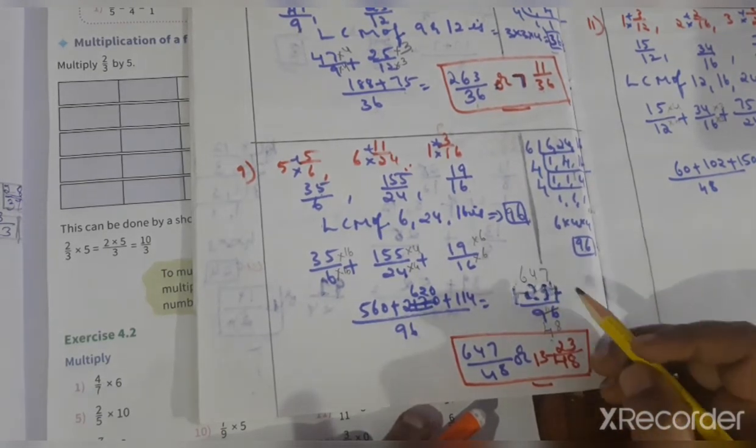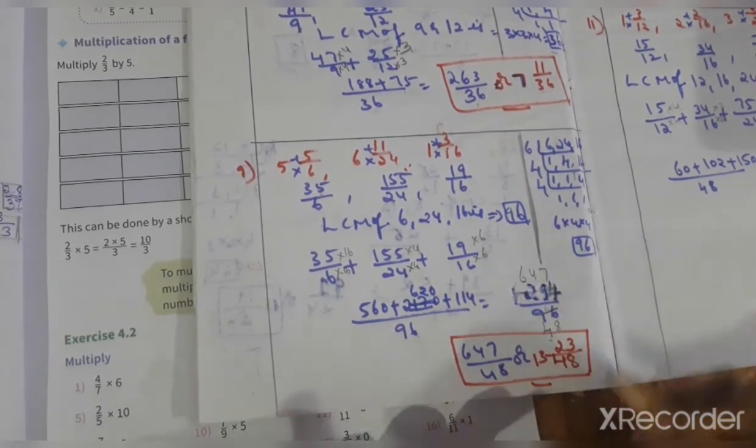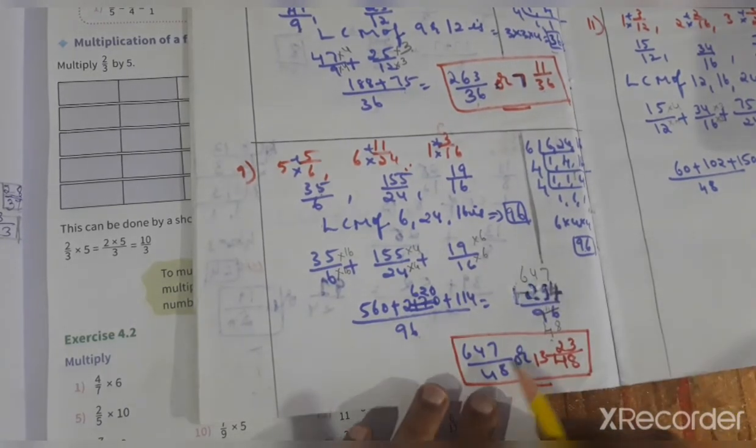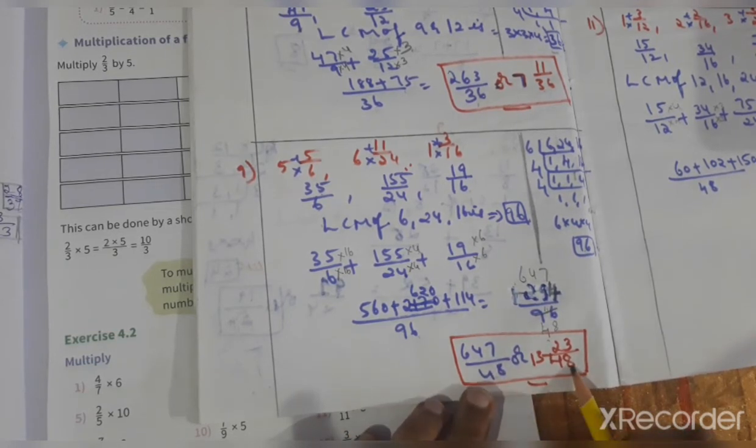Okay. 1294. So here after simplification you get 647 by 48. This is the answer, or you can convert it into mixed fraction.